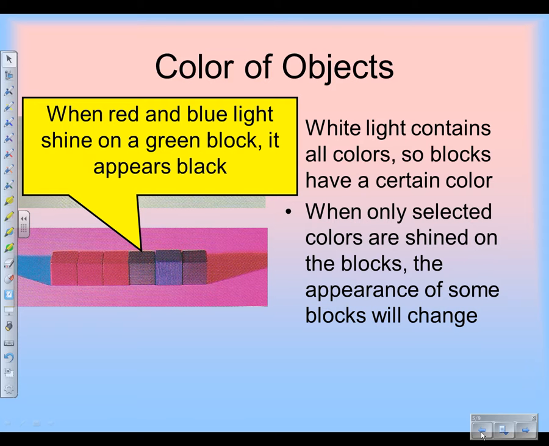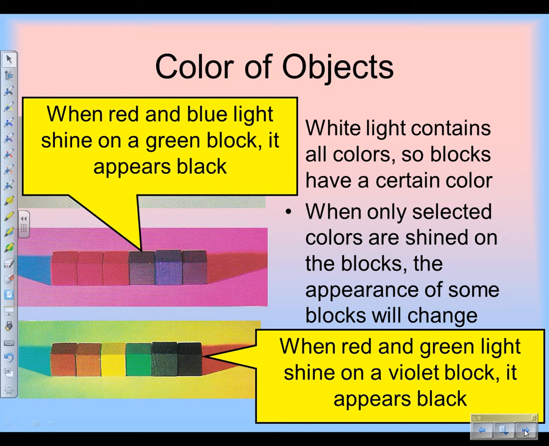But then here, if we bring green light back, what happens to the green block? It's green again. But the blue turns black. And if we take away the blue and the purple light, purple now turns black because it's not reflecting anything.